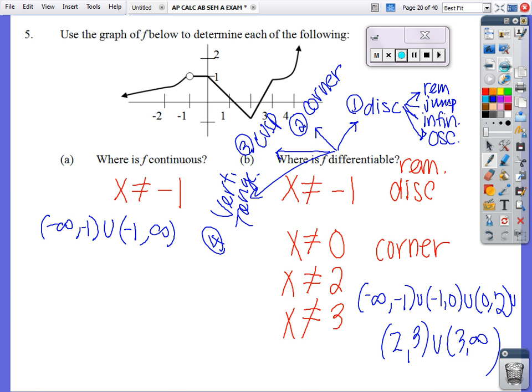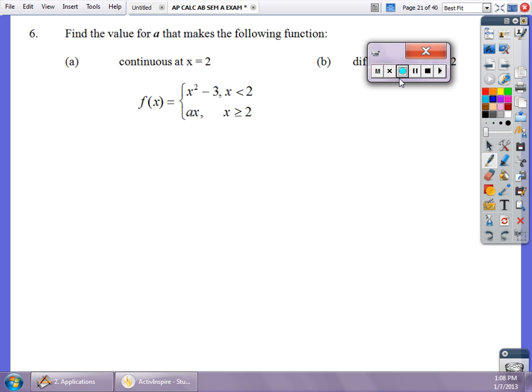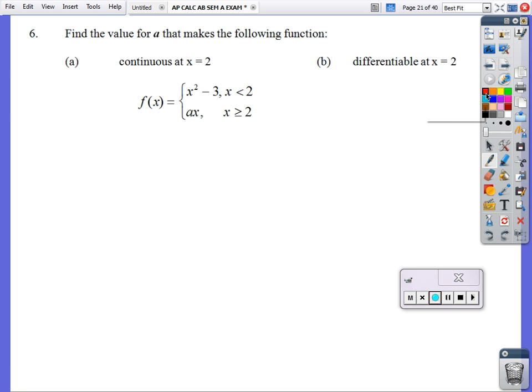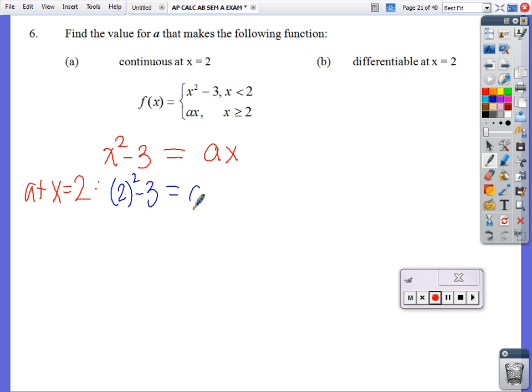All right, number 6, find the value of a to make the function continuous. So if you want the function continuous, you would have that the value from the left side is the same as the value from the right side, and we want this at x equal to 2. So now I'm going to substitute in my 2 for my x value, and I get 2 squared minus 3 is equal to a times 2. We get 4 minus 3 is equal to 2a. a is equal to 1/2.